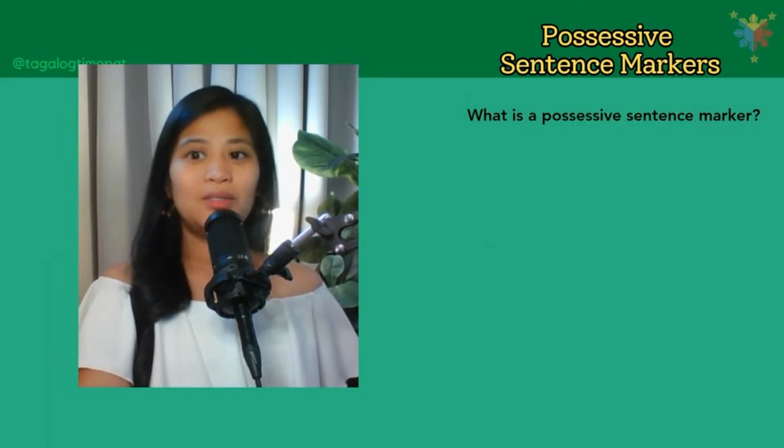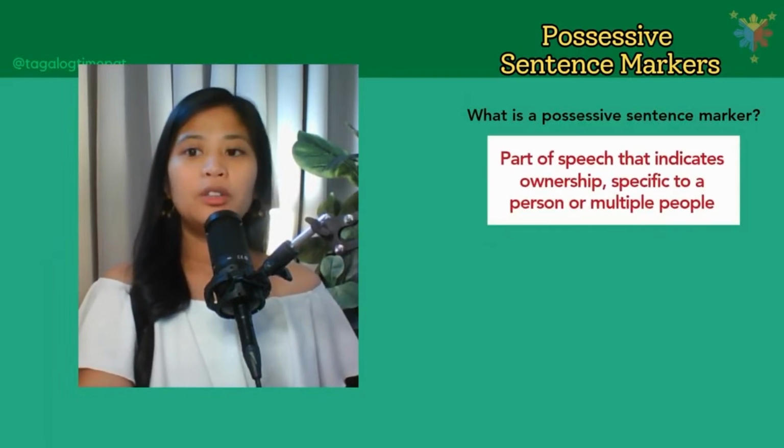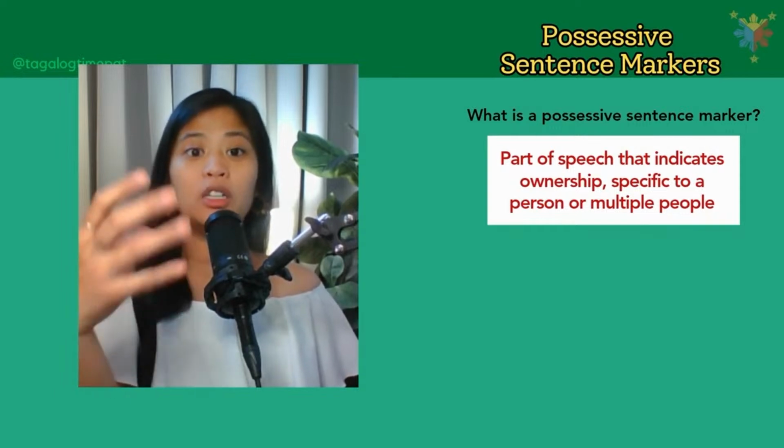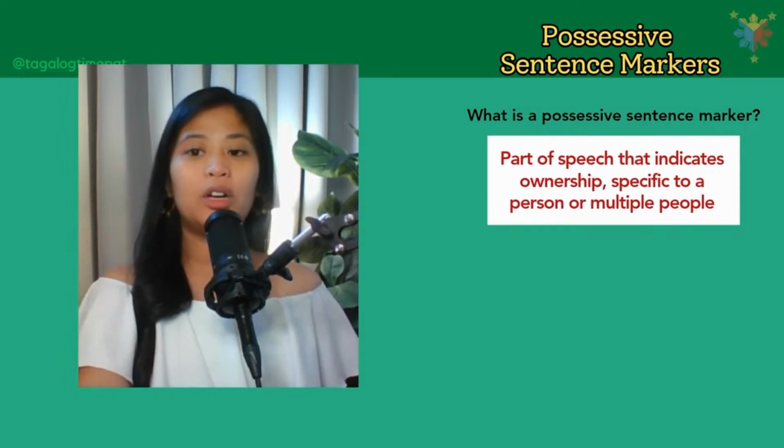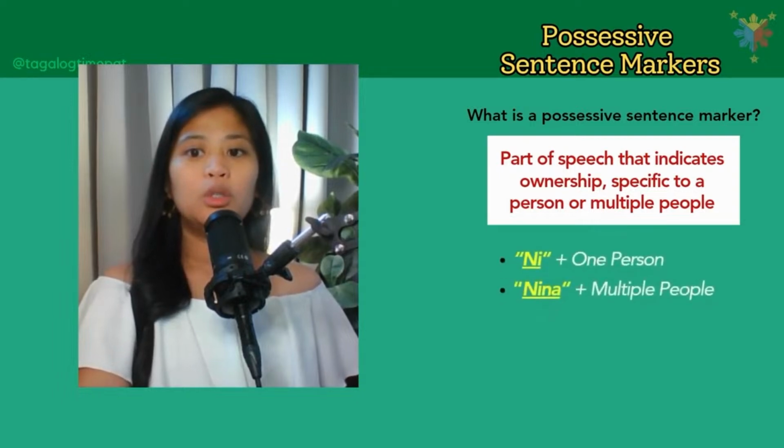What is a possessive sentence marker? Well, it's a part of speech that indicates ownership specific to a person or multiple people. So now if we want to say someone's name, like we're saying it belongs to someone specific, this is how we're going to do it. So we would use the word ni for one person. We would use the word nina for multiple people.